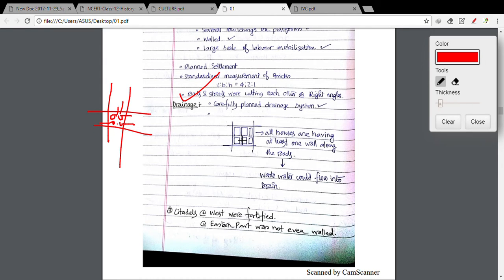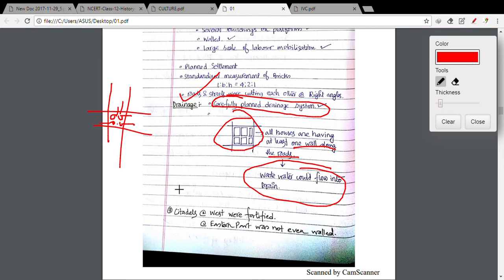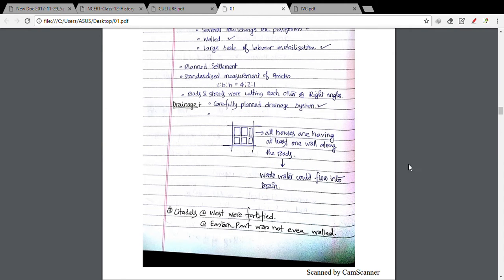So was the drainage. There was a carefully planned drainage system in a grid pattern. This made sure that all the houses had at least one wall along the roads, so the waste water could flow into the drain. Even nowadays there is a problem with waste water, so these things were planned properly during the Harappan civilization.